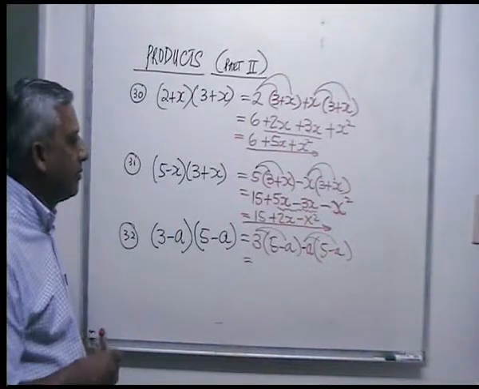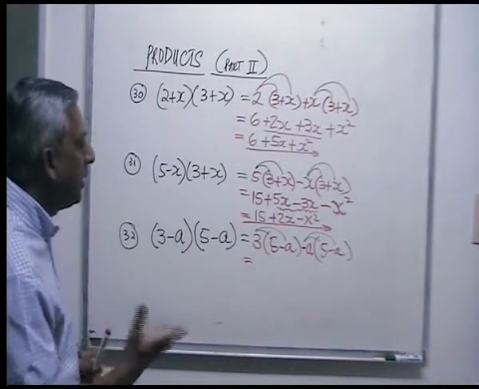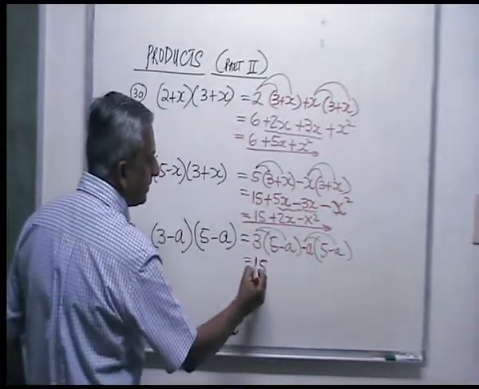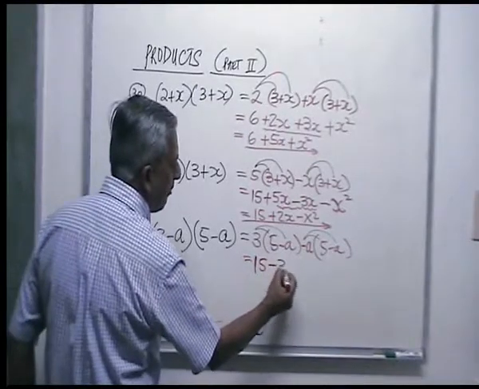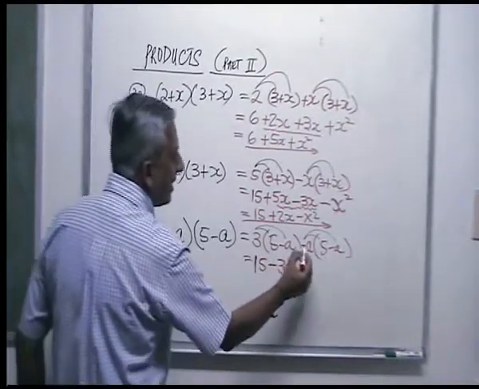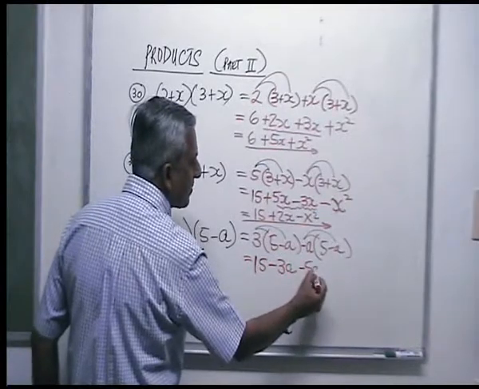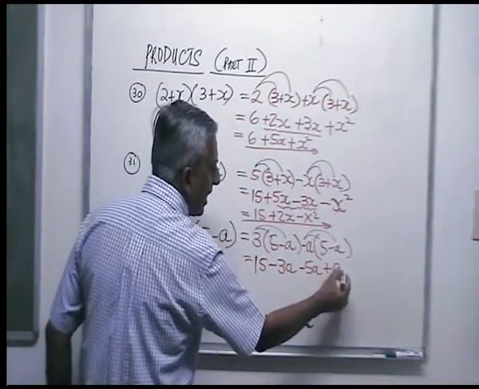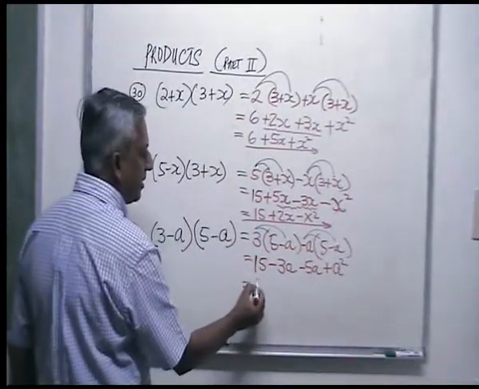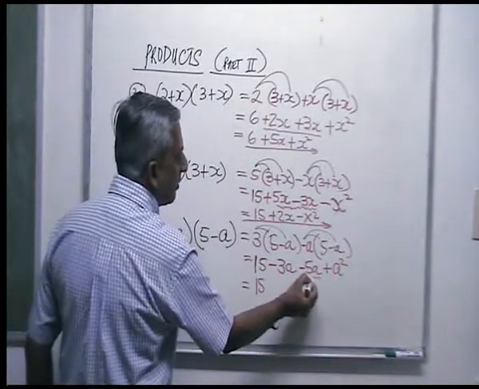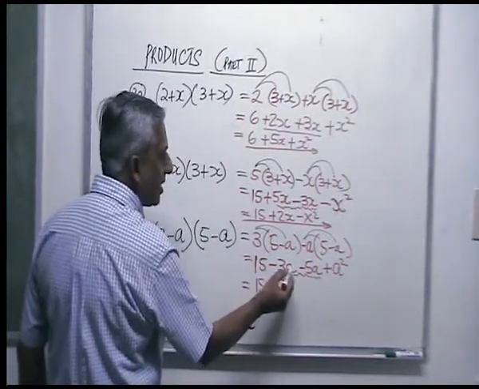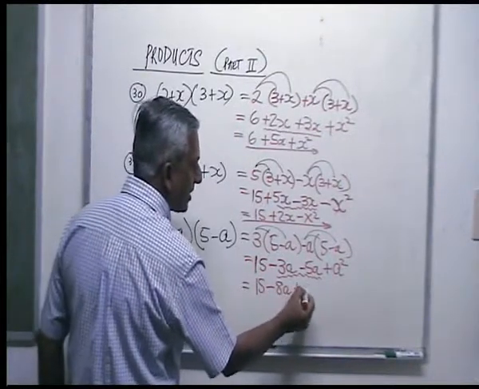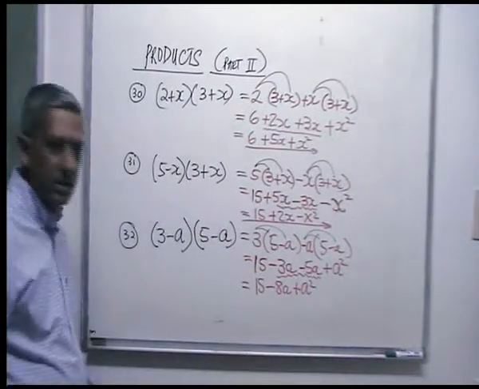That's to show you exactly what I'm doing so that you can focus your eyes there and know what's happening. 3 times 5, 15. 3 times minus a, minus 3a. Minus a times 5, minus 5a. Minus times minus is plus. A times a is a squared. So there's your 15. Once again, in the middle you have like terms. Minus 3 and minus 5 gives you minus 8a plus a squared.